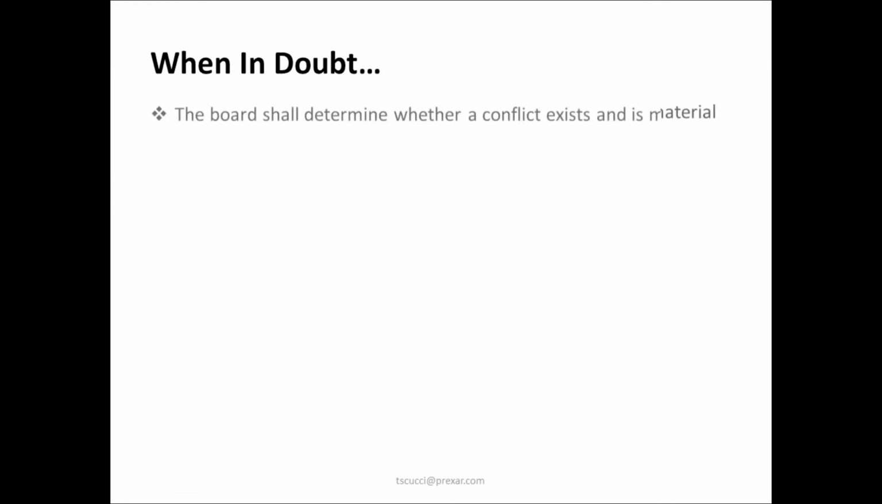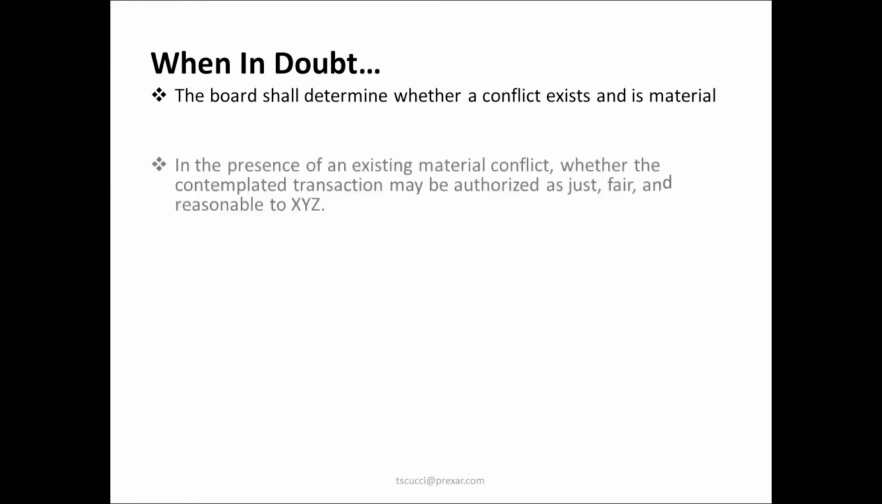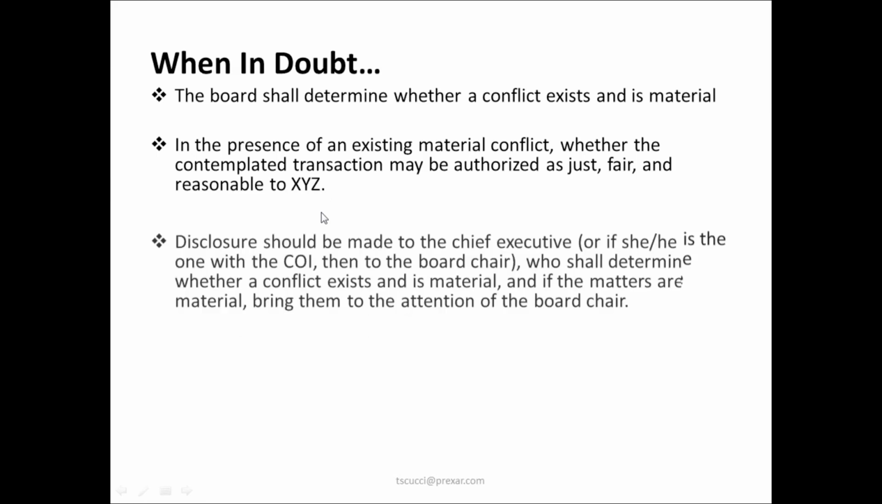When in doubt, the board should determine whether a conflict exists and whether it's material. This is the kind of legal language, but whether a conflict exists is one thing, whether it's material, meaning whether it really matters, is another. In the presence of an existing material conflict, the board must decide whether the contemplated transaction may be authorized as fair, just, and reasonable. So when you're in doubt, you have to make sure that it's fair, it's just, and it's making sense.